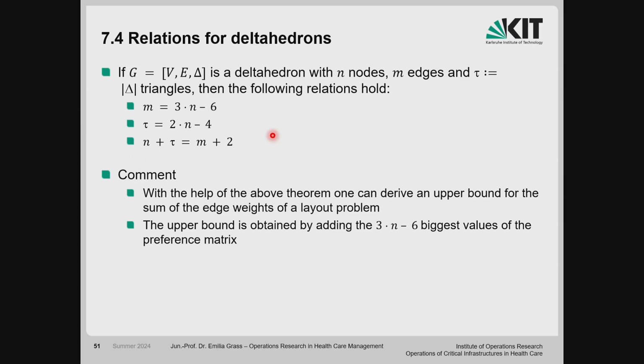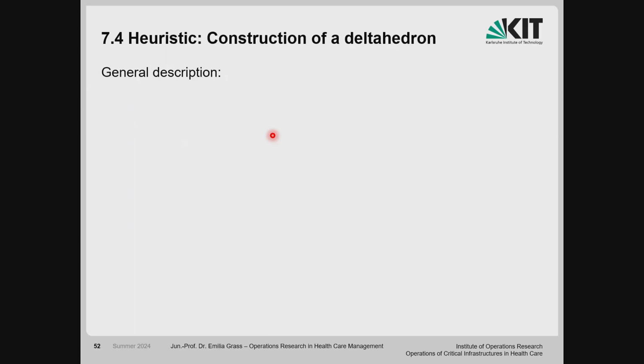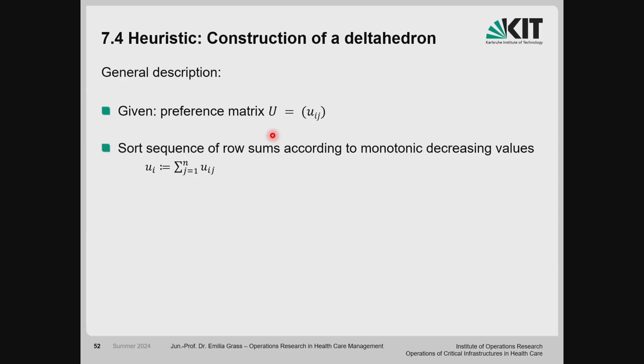Exactly. Sometimes physically it's not possible to use the links, or the edges. It's simply not possible to have them together, and some edges cannot be used and cannot be selected. So it's always some kind of upper bound. Then, of course, we need some kind of heuristic. So this is the general idea and description of this heuristic. Given some kind of preference matrix, which is over here, the heuristic task is now to sort the sequence of rows.